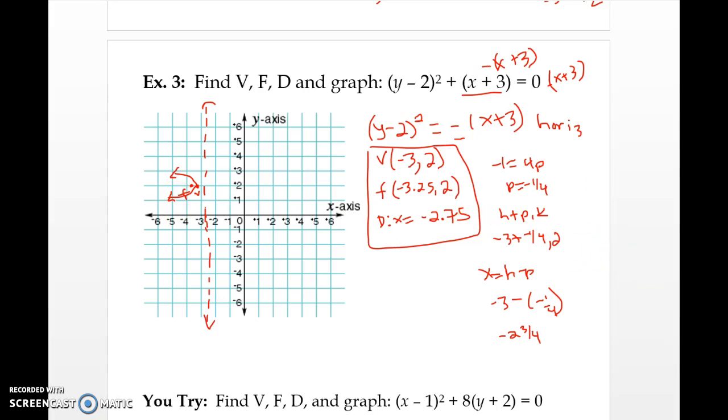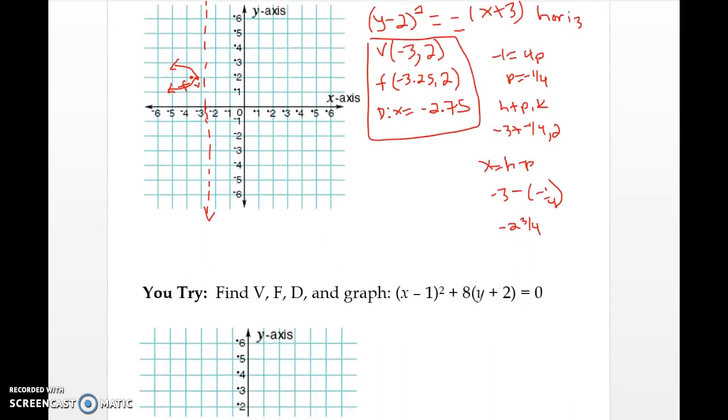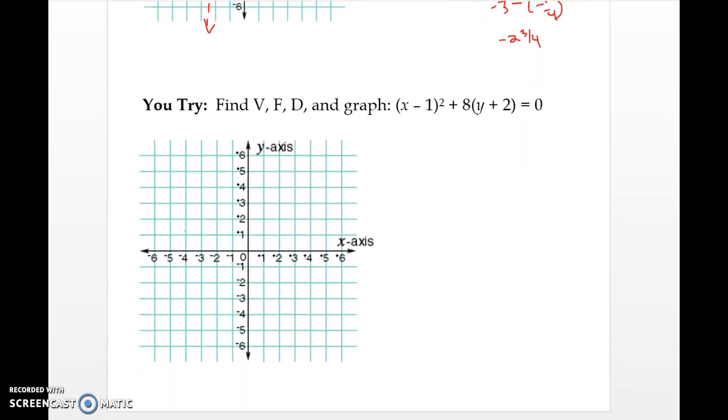So pause the video now and try to do this next one. And when you're done, you can resume the video to see if you're right. And this is our last one. So again, we want to keep our squares on one side, move over 8 times y plus 2. So I get x minus 1 quantity squared equals -8, comma y plus 2.